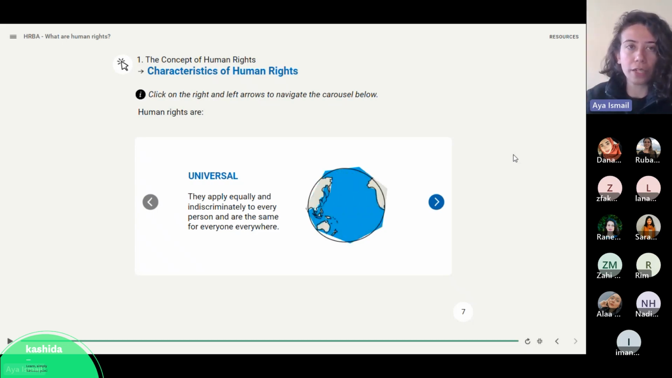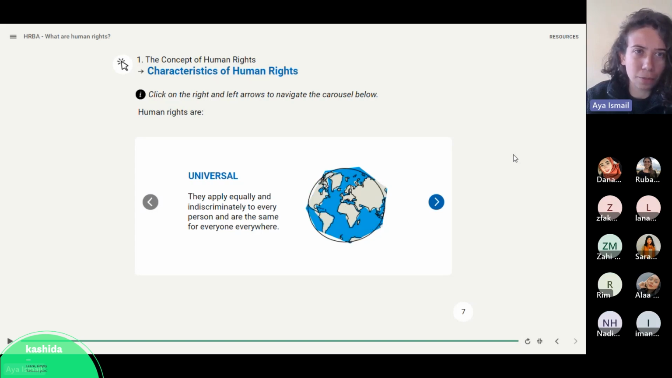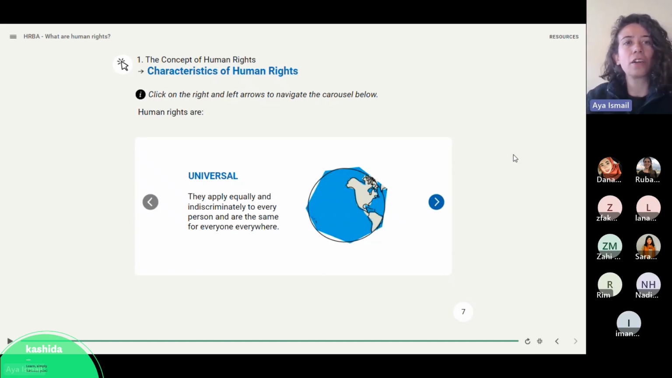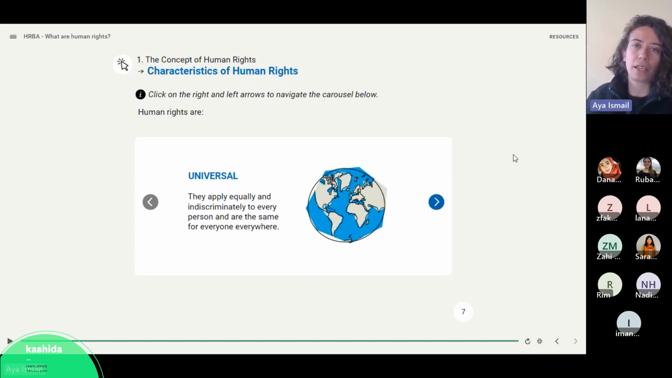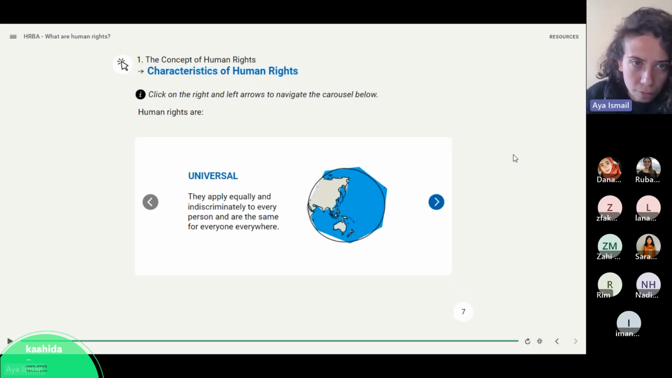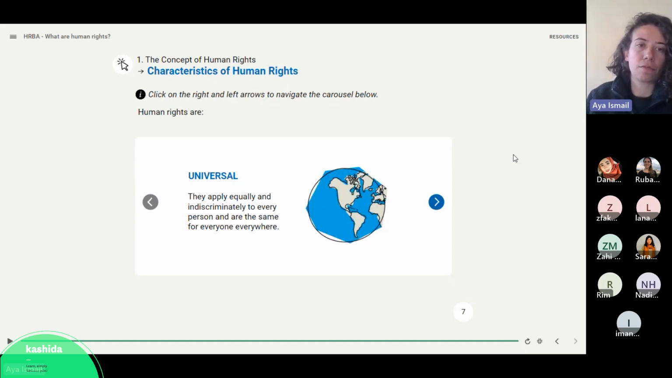So if we go over it, we'll see Heading level 1.1. Heading level 2, characteristics. Click on the right and left arrows to navigate the carousel below. So the instructions are quite clear. Click on the right and left arrows to navigate the carousel below. Human rights are, heading level 4, universal. They apply equally and indiscriminately to every person and are the same for everyone everywhere.